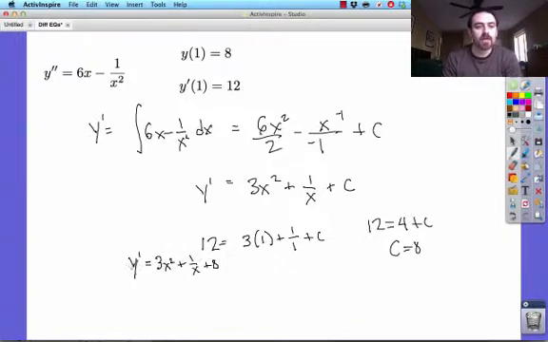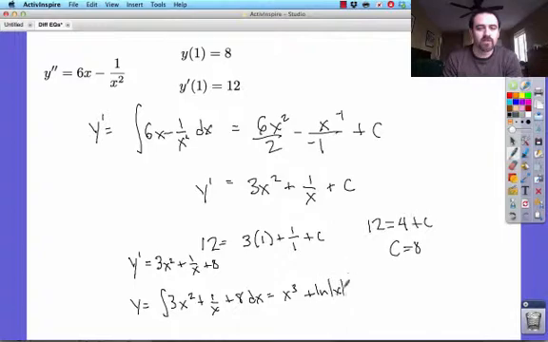Very good. But now I need to use this again because I want to find not y double prime, not y prime, but y. So I'm going to have to use this process again. To find y, I'm going to take the integral, again, of 3x squared plus 1 over x plus 8 dx. Okay, so I'm going to get x cubed plus ln of the absolute value of x plus 8x plus c.